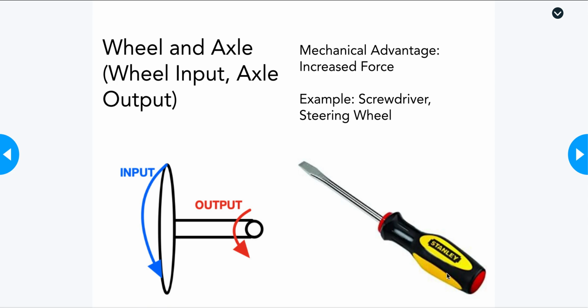The handle actually has to move a greater distance than the axle, or the shaft of the screwdriver, meaning that the force applied by the shaft of the screwdriver is going to be increased from the force put into it. A steering wheel is similar, where you turn the big wheel and that turns a shaft that has a lot more force to cause the wheels of the car to move.